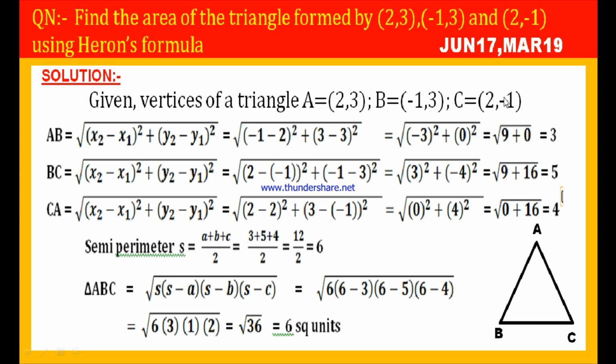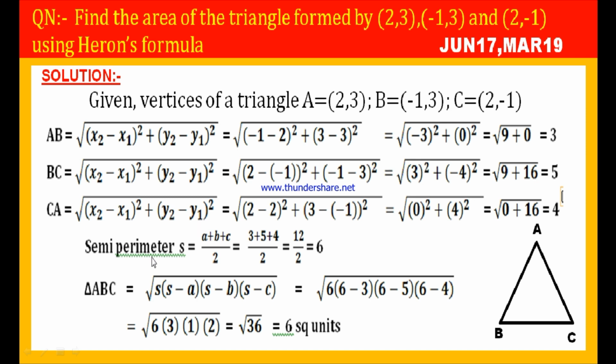y2 is 3 and y1 is minus 1. y2 means 3 minus y1, minus of minus 1 whole square. 2 minus 2 is 0 square, 3 minus of minus 1 is plus 1, 3 plus 1 whole square is 4 square. 0 square is 0 and 4 square is 16 and root over 0 plus 16 is root over 16, which is equal to 4. Now we got all the three sides of the triangle.